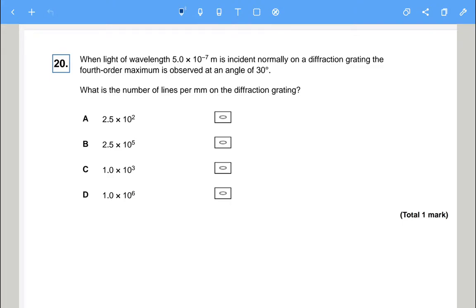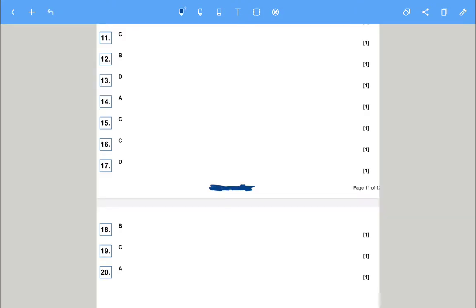So that's all the questions done, and now I'll put the mark scheme on so you can check your working. So here we go. Give yourself a score out of 10, and then I'll do walkthrough solutions starting now.